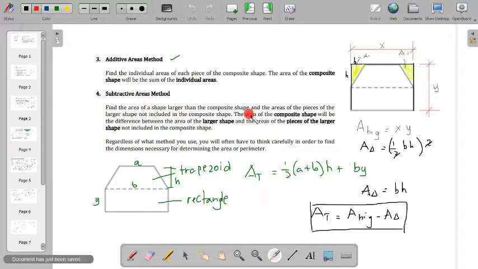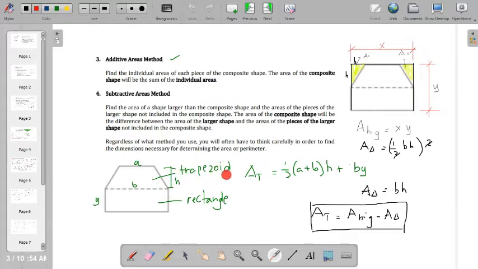In here you are going to get the area of the larger shape that contains the composite shape, and then get the small pieces which are excluded from that composite shape, and subtract their areas from it. So regardless of what method you use, you will often have to think carefully about the dimensions necessary for determining the area or perimeter. So let's do this.